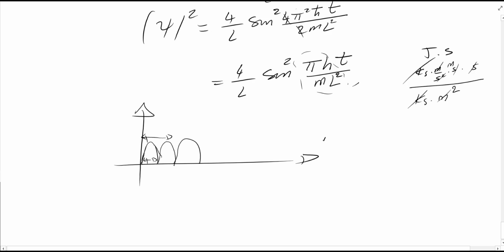So omega of oscillations in this case of this probability distribution function is going to be basically 2 pi h over m l squared. It's going up and down periodically, as you can clearly see, and it's always strictly positive. Again, as we said, it has to be positive. It's a probability. It cannot be negative. And the minimum is 0. The maximum is going to be 4 over L in this case.